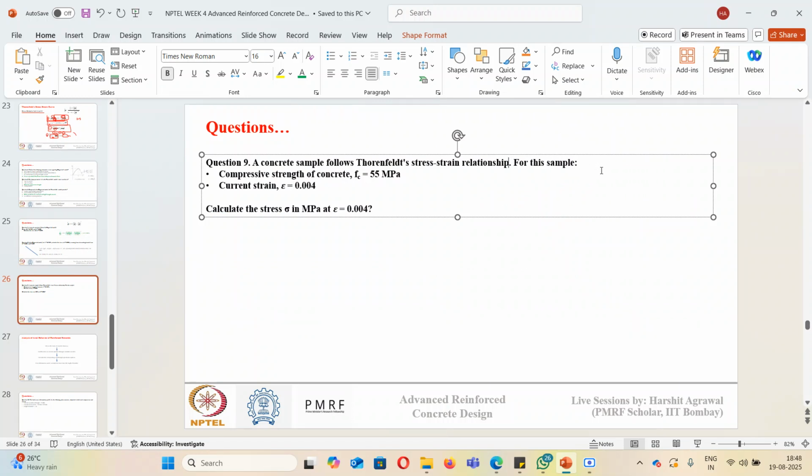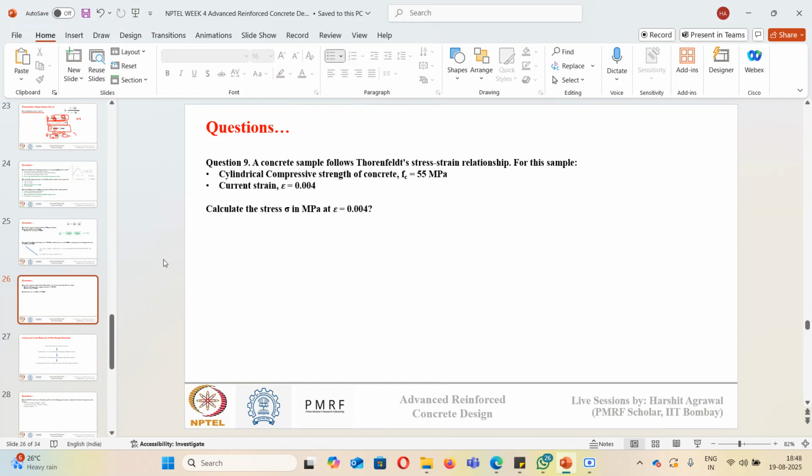It follows a Thorenfeldt stress strain relationship, and for this concrete sample, we know the compressive strength of concrete. fc dash is given to us. It is 55 MPa, and the strain at which we need to estimate the stress is given as 0.0024. So we need to calculate the stress at this strain value if we know the compressive strength of concrete. I will just clarify here: this is the cylindrical compressive strength of concrete that is given to us.